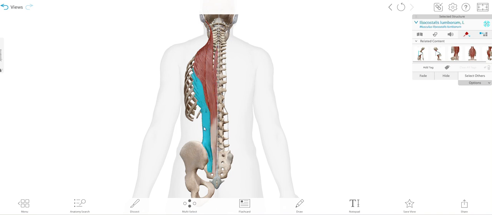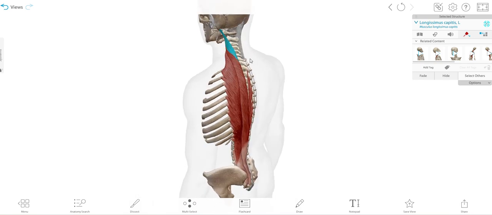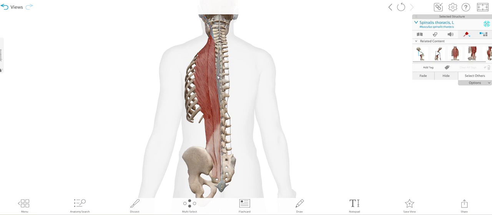So iliocostalis is going to have a lumborum region, a thoracis region, and a cervicis region. And longissimus will have a thoracis region, cervicis region, and a capitis region, as we can see up here. And spinalis will have a thoracis region that we could see on Visible Body, and it will also consist of a cervicis and a capitis region, but we can only see thoracis on Visible Body.